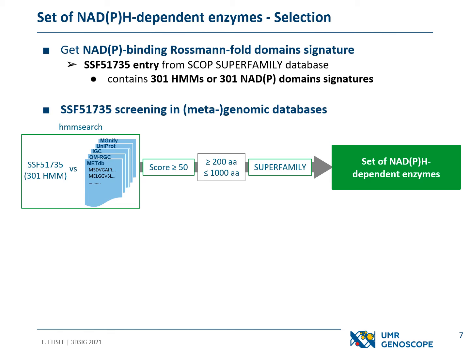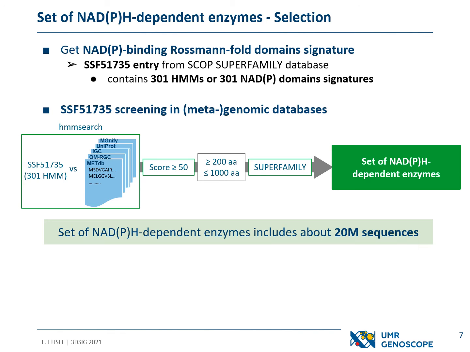We performed several filtering steps, including the use of the superfamily script in order to avoid false positives due to inter-superfamily relationships and to check the right presence of a NAD binding domain. With this, we finally obtained a set of more than 20 million NADPH-dependent enzymes.